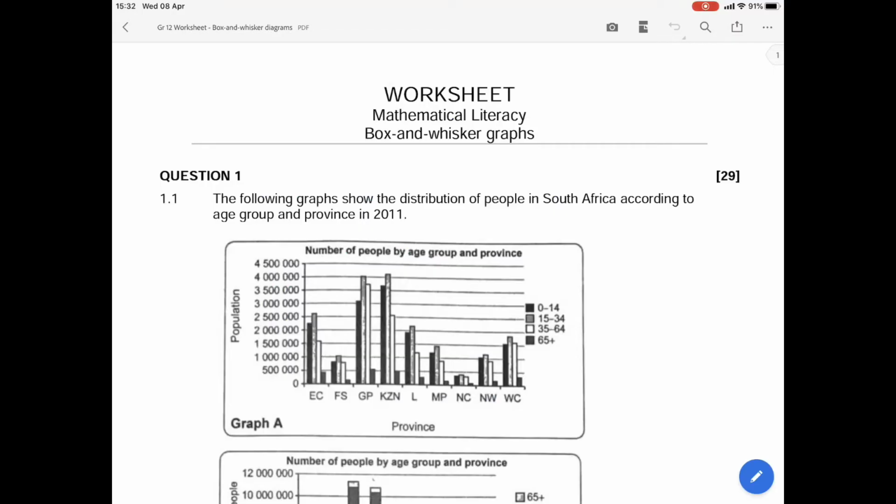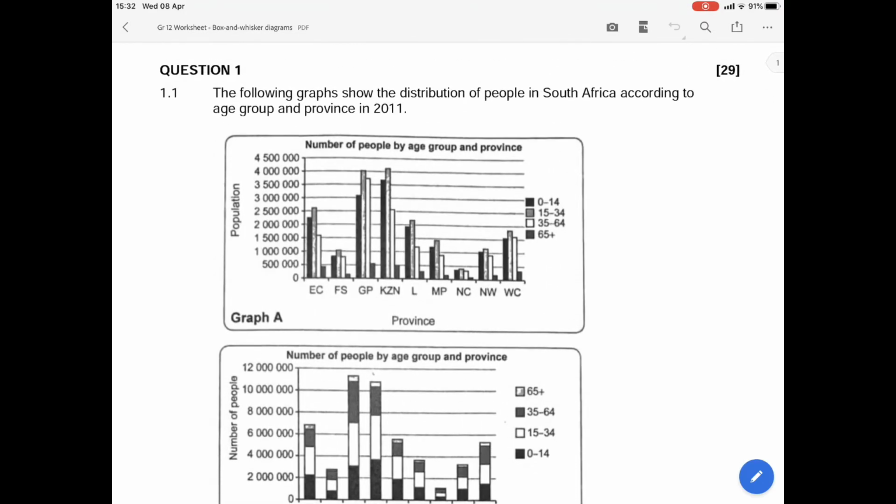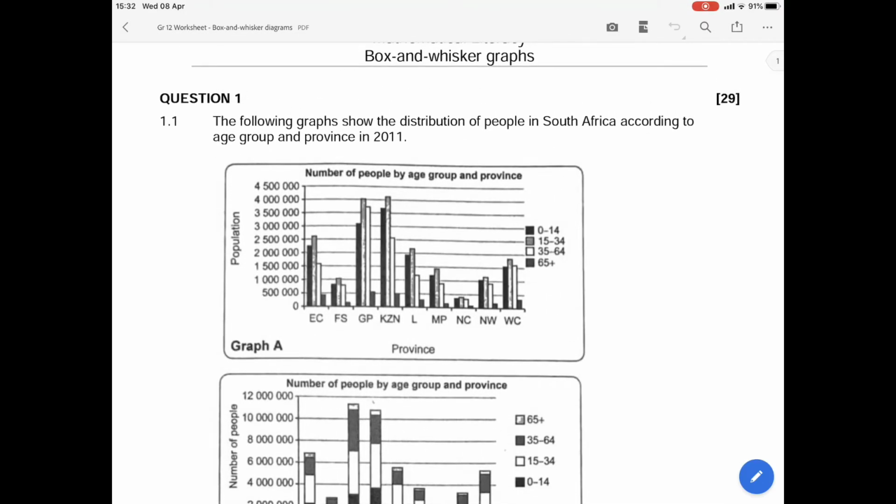So moving on to the assignment that you had to do on box and whisker graphs. The first question was not in fact a box-whisker chart at all. It was just a bunch of different types of bar graphs. And what we gave you were 3 different bar graphs showing your population spread across the provinces in South Africa.